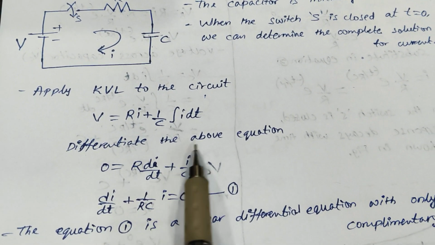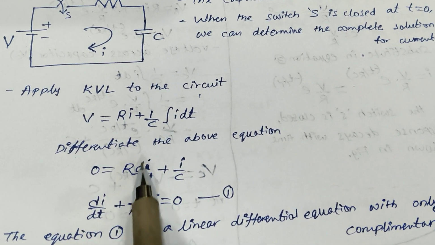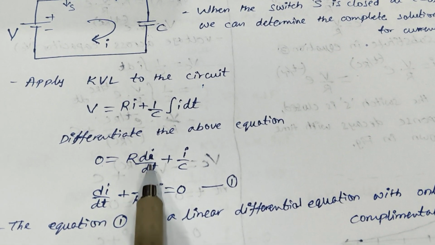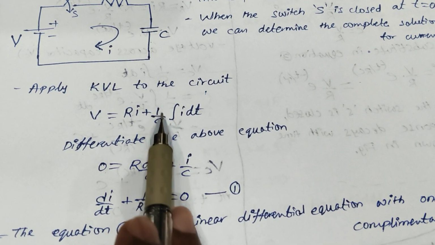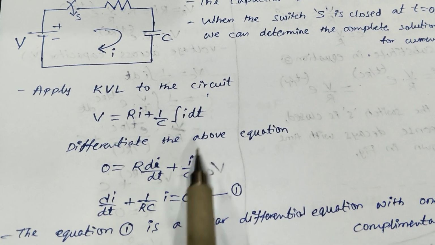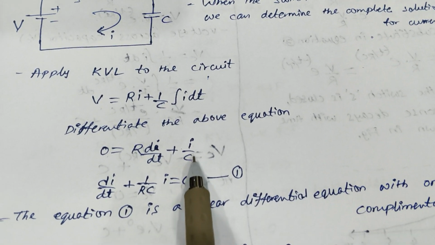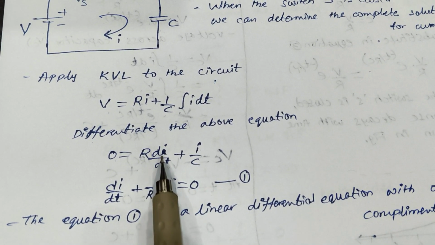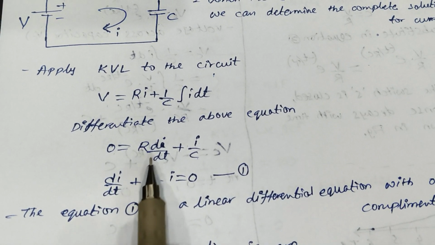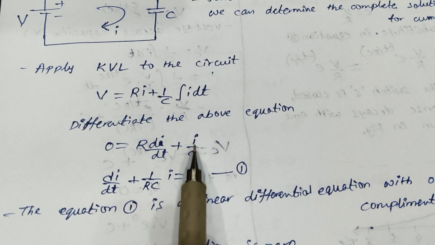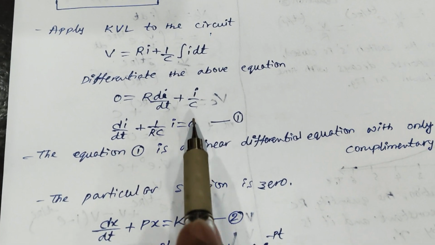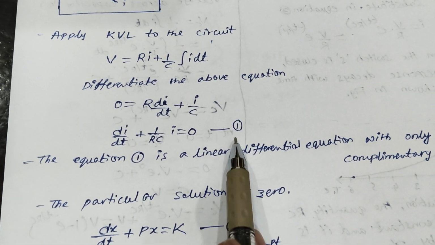By differentiating on both sides, we'll get the differentiation of constant voltage 0, so R into di by dt plus 1 by C into the differentiation of the integral term, which will give only I, that is I by C. I can rewrite the same equation by dividing with R on both sides, like di by dt plus 1 by RC into I is equal to 0. So this is equation 1.